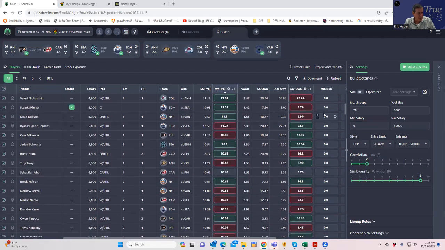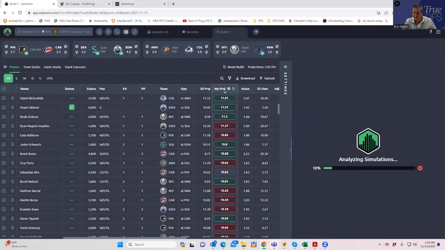So let's build 40 lineups. Let's see what we come up with. I was about to say, I'm pretty sure it's going to do the same thing, but we'll see. And then we're going to run a contest sim and see if, when you tell it to compare our lineups to what it thinks the field is actually going to play, it changes the structure. Let's just take a look first at the regular Saber score build.